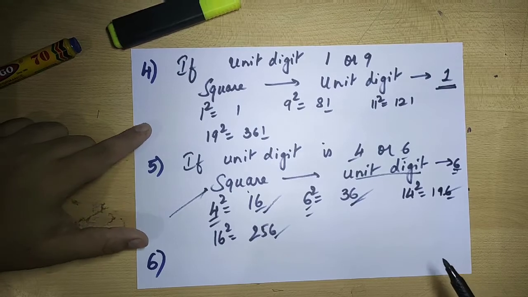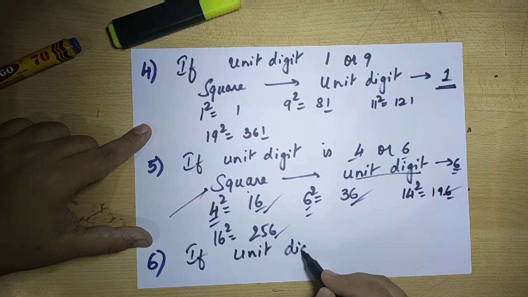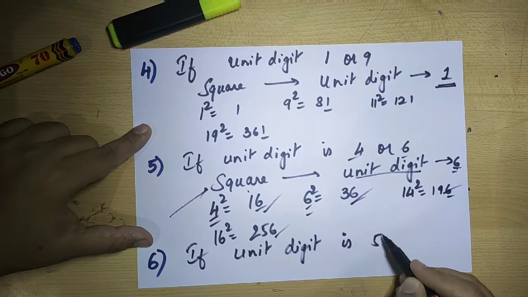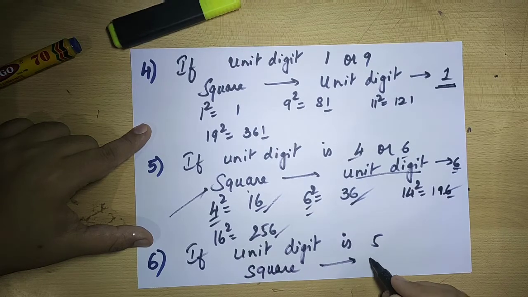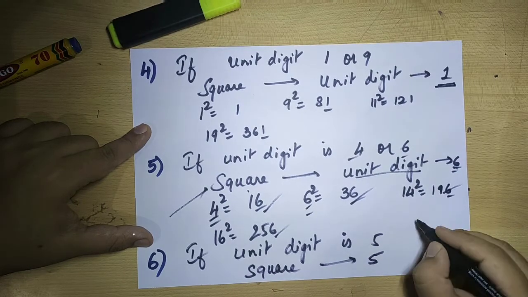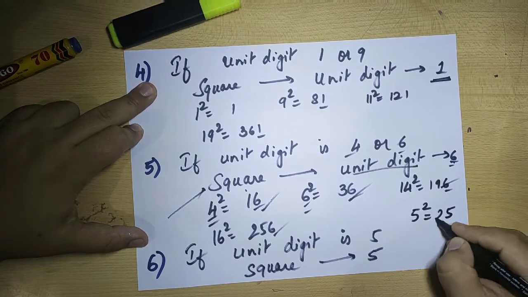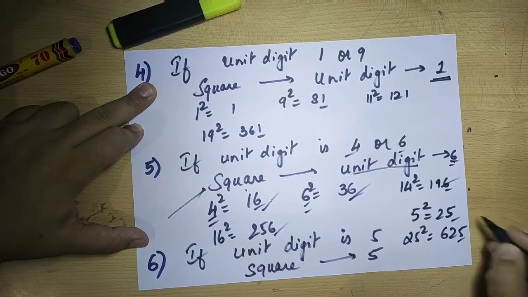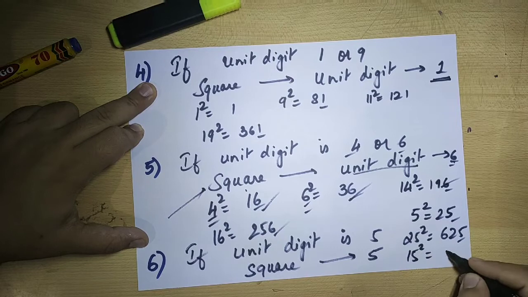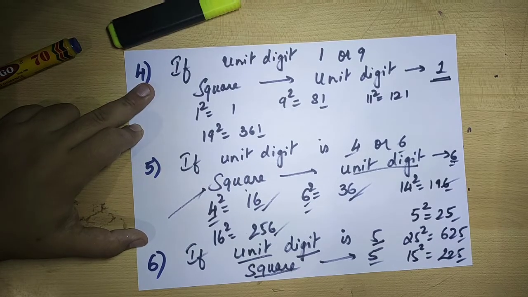The sixth property is that if the unit digit is 5 and you take a square of it, the answer has the unit digit 5 itself. For example, 5 square is equal to 25. 25 square is equal to 625. 15 square is equal to 225. If the unit digit is 5, the square will also have the unit digit 5 itself.